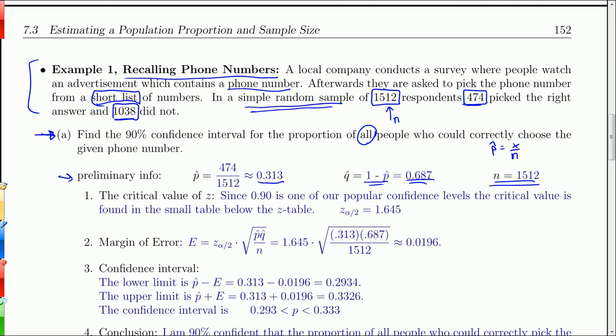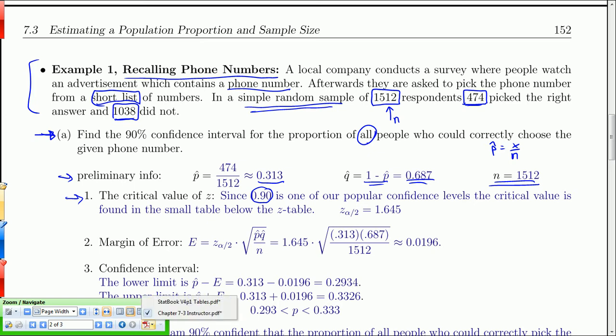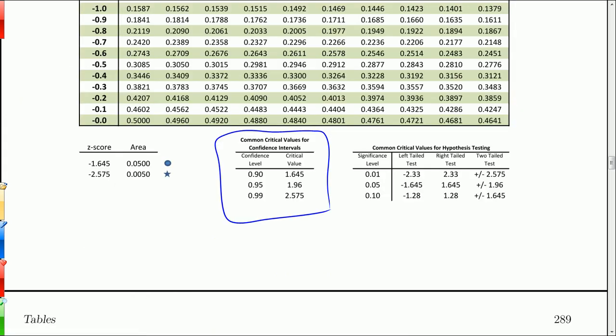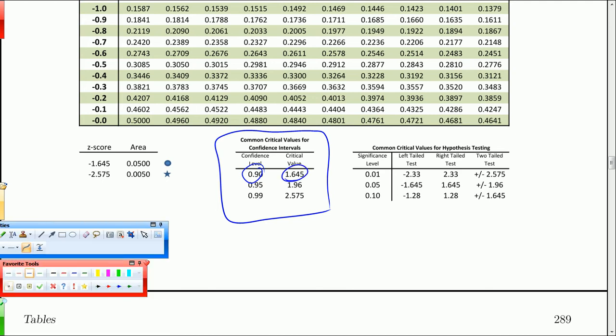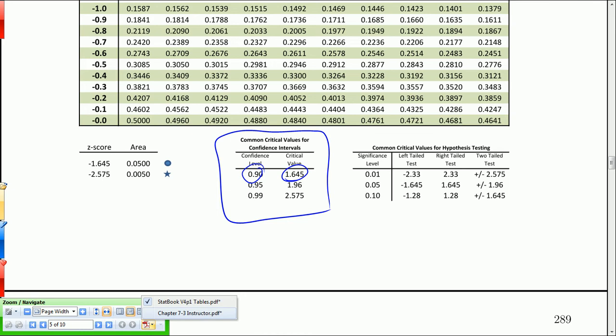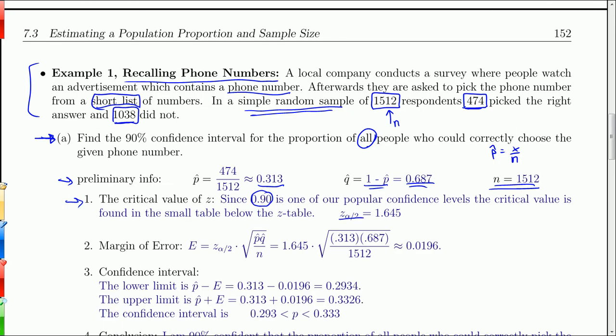And I peel those out because I'm looking at this margin of error formula. So I'm going to need P hat, Q hat, and n. But I also need the critical value z sub alpha over 2. But that's step 1, right? I'm looking at the 90% confidence interval, 90% confidence level. That's one of our popular ones. So it's easy to find the critical value, 90% on the confidence level, 1.645 is my critical value. So I have z sub alpha over 2 is 1.645.